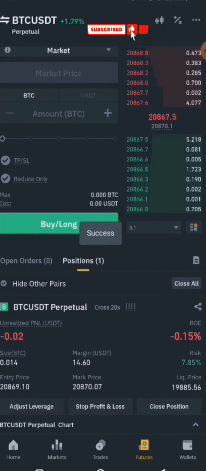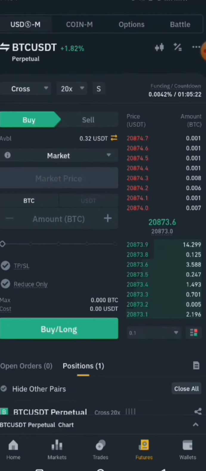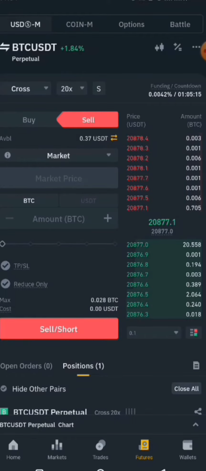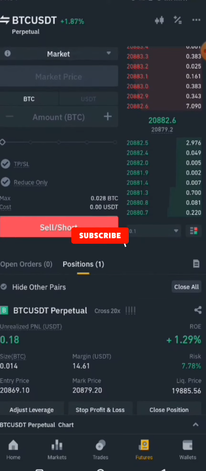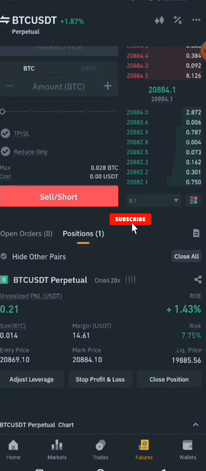And then we see we're already at a loss, and below we can see our entry price. We entered this position at $20,869, and the market current price was at $20,869. So remember, when you long, you make profits as the market goes up, which is buy. You can call it buy or long. And when you sell, you make profit as the market price goes down. And we can see we're already making $0.18. You can see that we're already in profit on this trade.